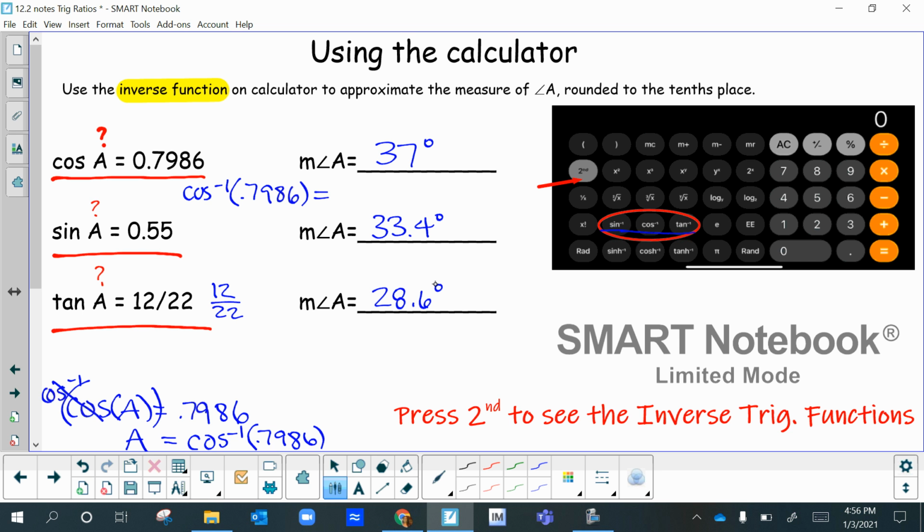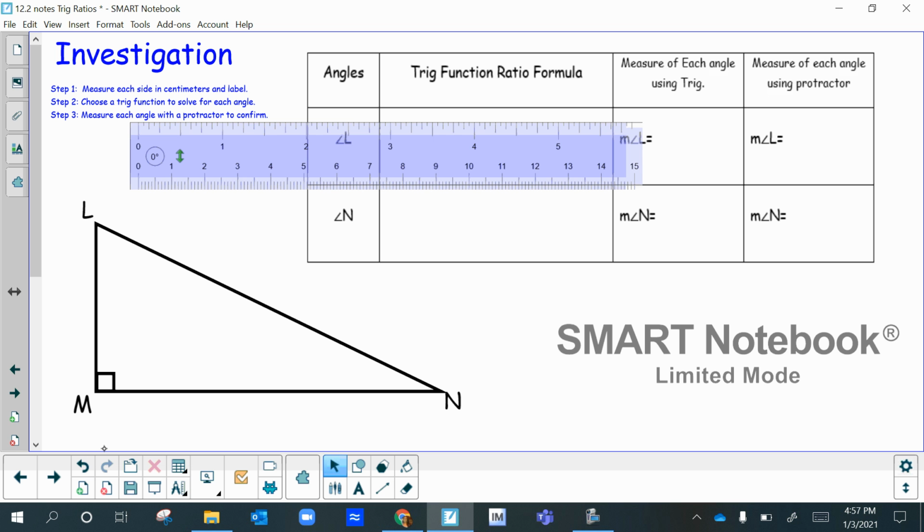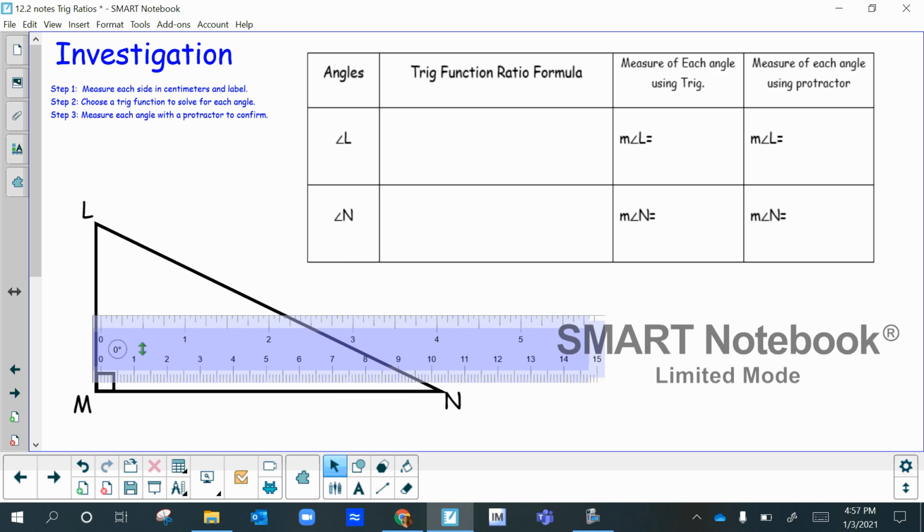Okay, so I'm going to show you how to solve for angle measures in right triangles, given some information. Okay, so let's actually do a quick investigation. So we're going to measure each side in centimeters. Now your measures may not be the same as mine. So if you want to just copy my measures down, that's fine. And we're going to use centimeters.